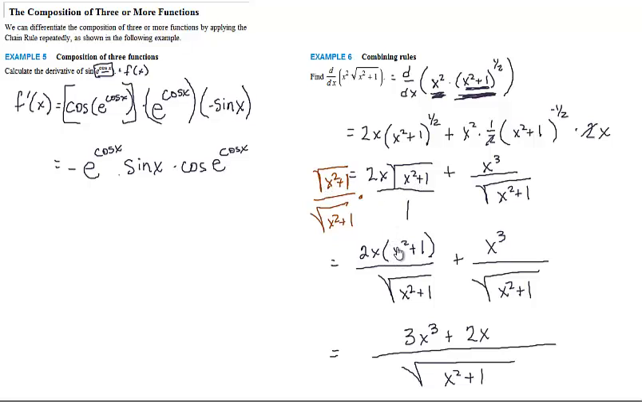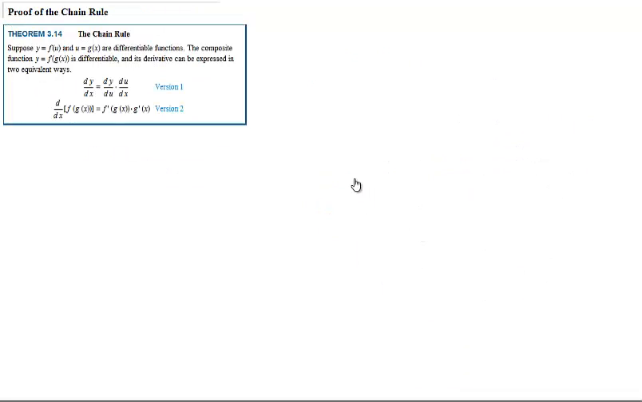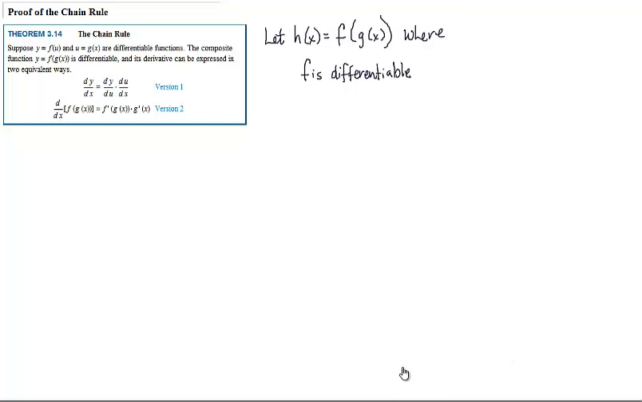Now we have the proof. Alright, we're going to let h of x equal this f of g of x, where f is differentiable at g of a, and g is differentiable at a.